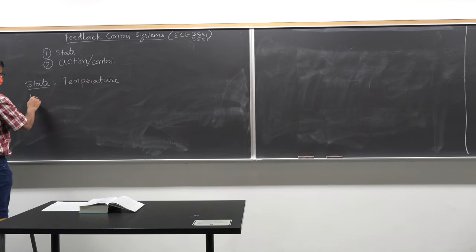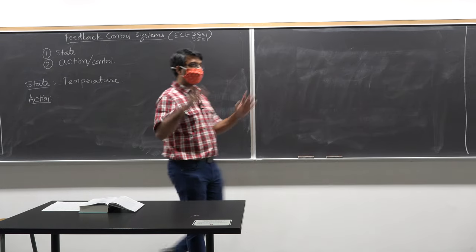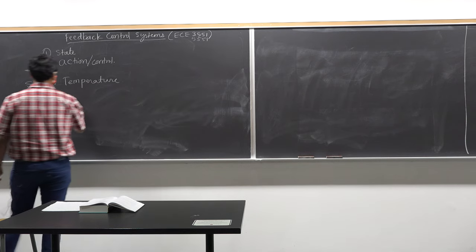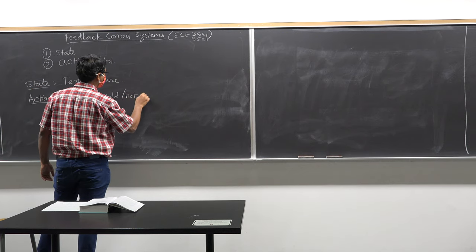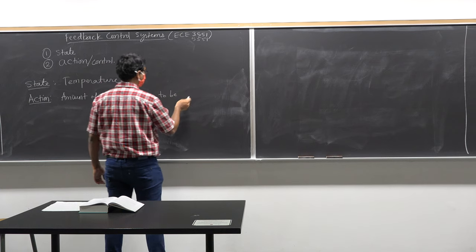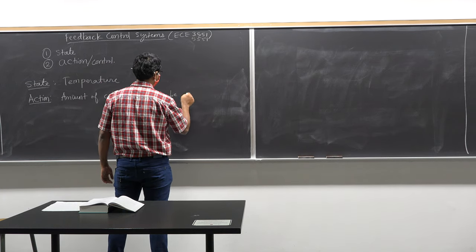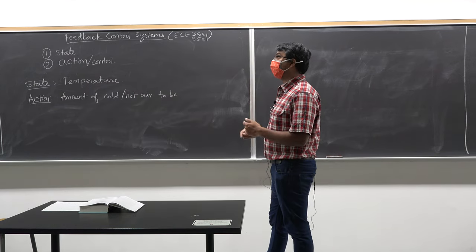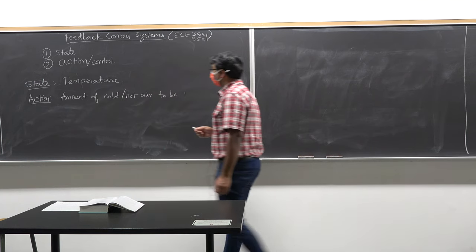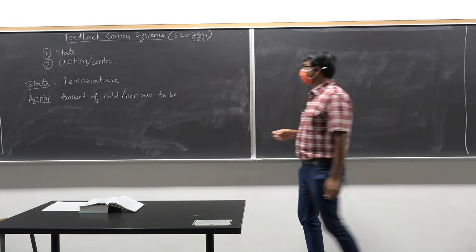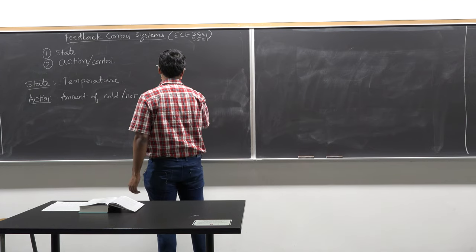And what is the action here for the air conditioning system? The action would be for how long, and how much cold or hot air, we need to release in this particular room. So, amount of cold/hot air to be... I don't know what the verb should be. Inserted? No, not inserted. What should I say? To be released, okay.